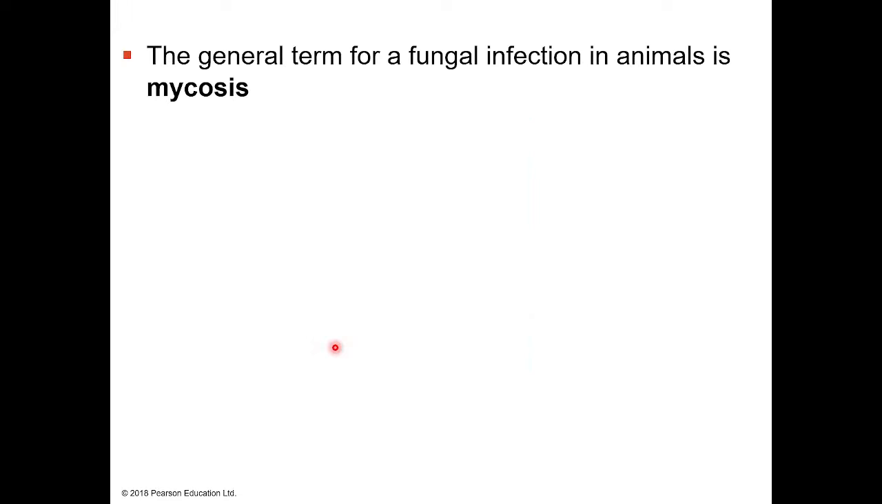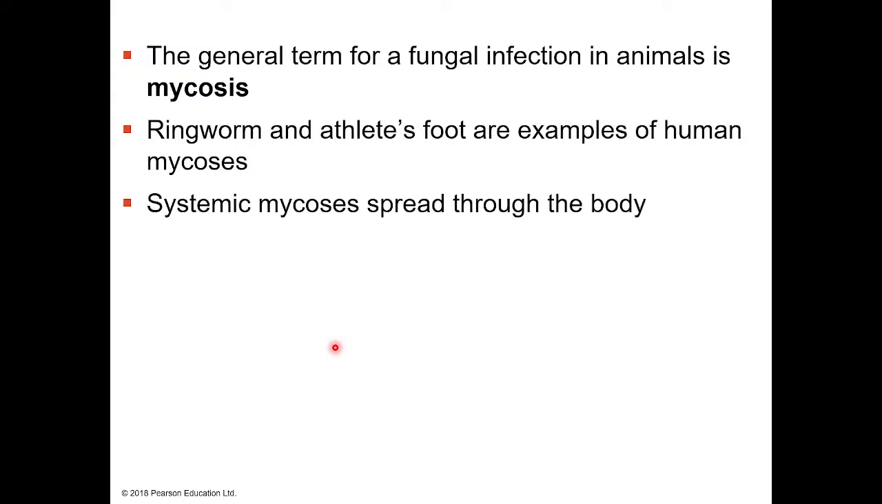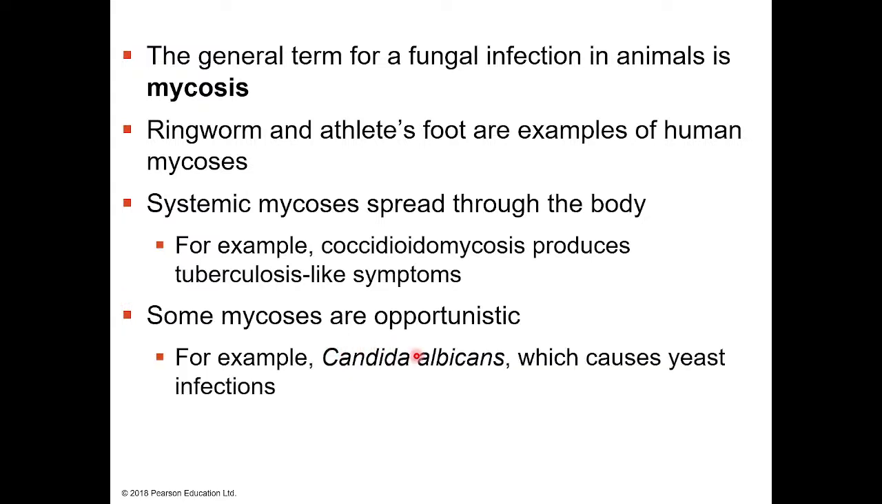The general term for fungal infection in animals is mycosis. Ringworm and athlete's foot are examples of human mycosis. Systemic mycosis spreads through the body. For example, coccidioidomycosis produces tuberculosis-like symptoms. Some mycoses are opportunistic, for example, Candida albicans, which causes yeast infection.